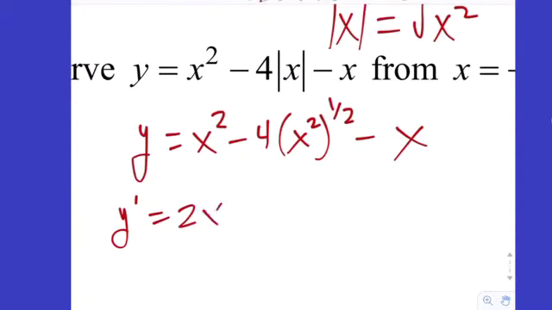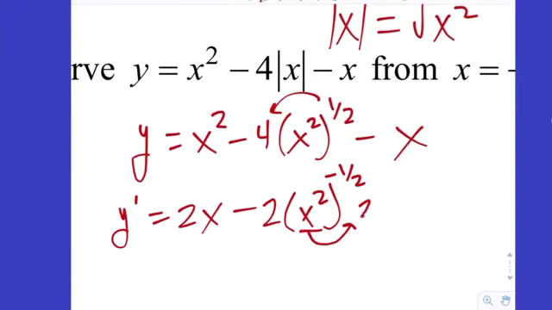Y prime is 2x minus chain rule. 1/2 times -4 is -2 times blob to the -1/2 power times the chain rule, the derivative of x squared, which is 2x. Then minus the derivative of x is 1.